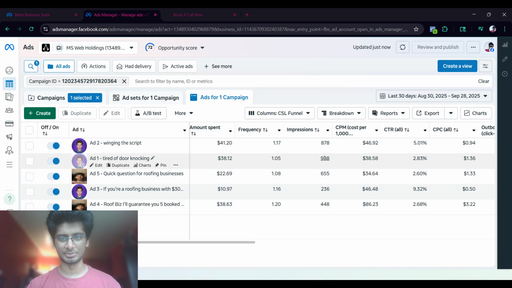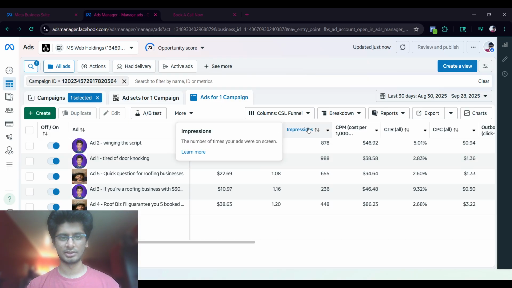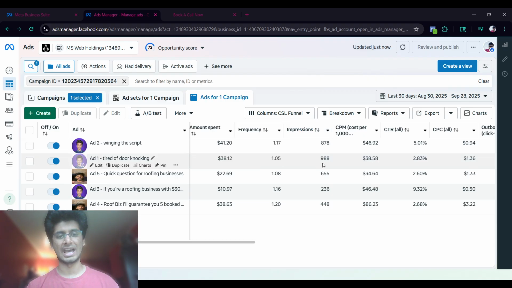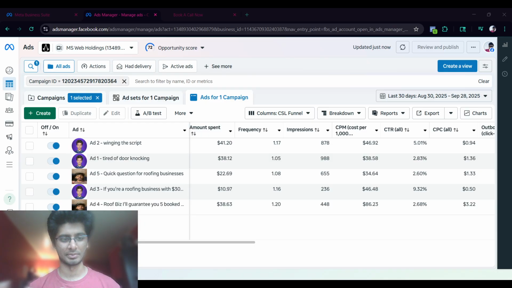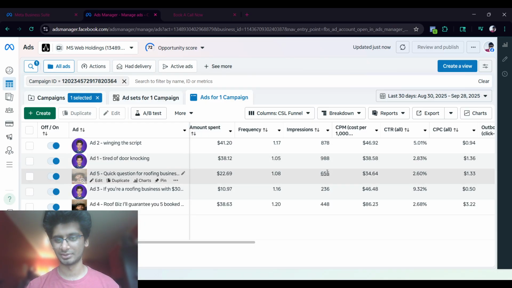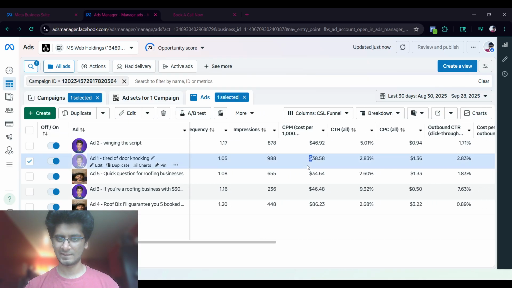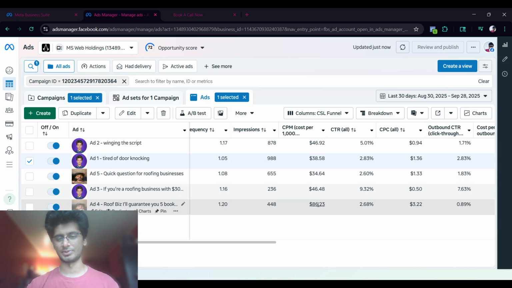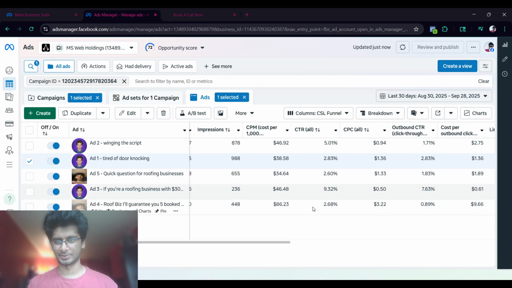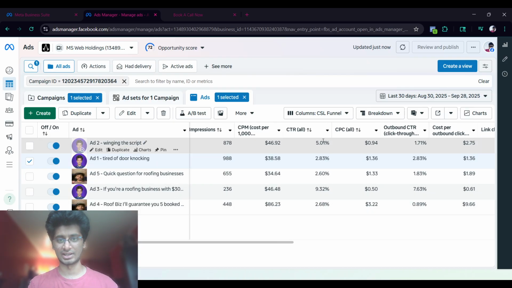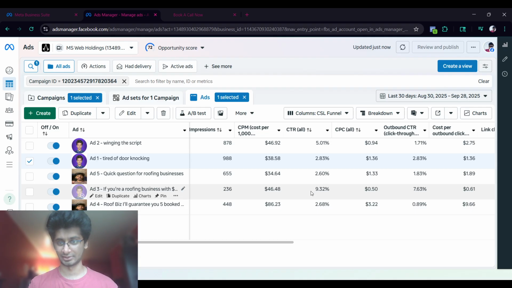As you can see, the impressions, which is how many times people saw the ad, the number of times your eyes were on screen. Sorry, ad one had the most. It had the most time to do it early on. This one's expensive. Ad four has the highest CPM, which is the cost per 1,000 impressions. Its CTR is high. Oh my god, this is a high click through rate.